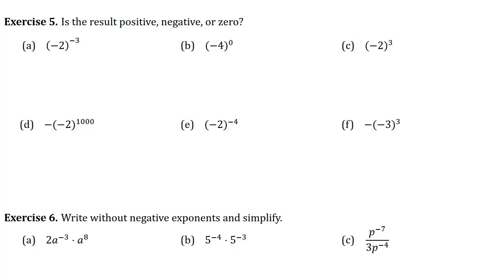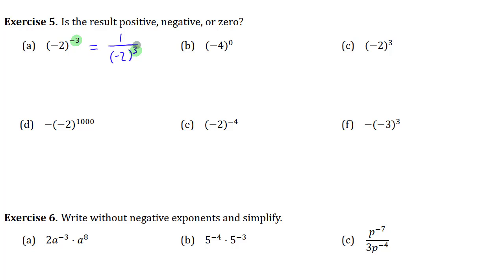We want to see, is the result positive, negative, or zero? We don't actually have to evaluate it, but you could. So negative 2 to the power negative 3. Well, that negative 3 exponent means this is going to go in the bottom of the fraction. We're going to do 1 over negative 2 to the power positive 3 now. So what is negative 2 to the positive 3?